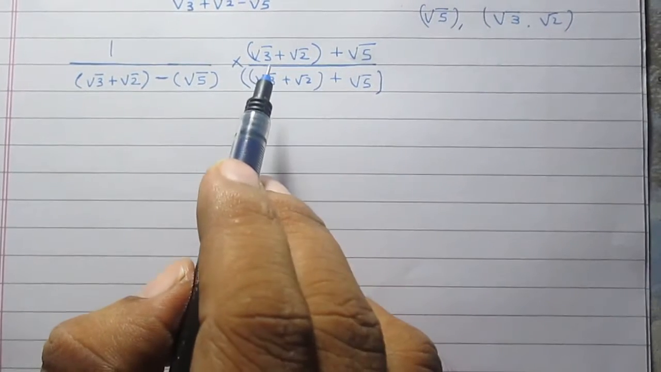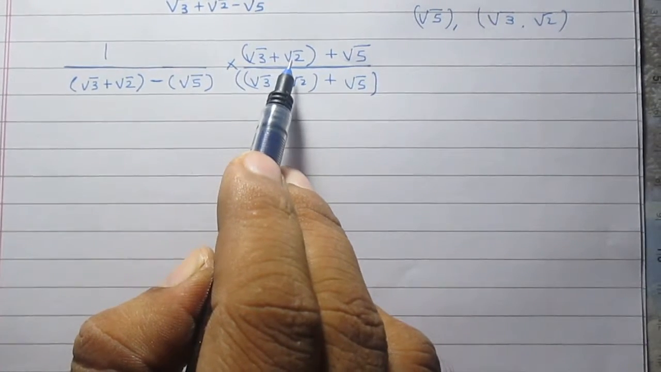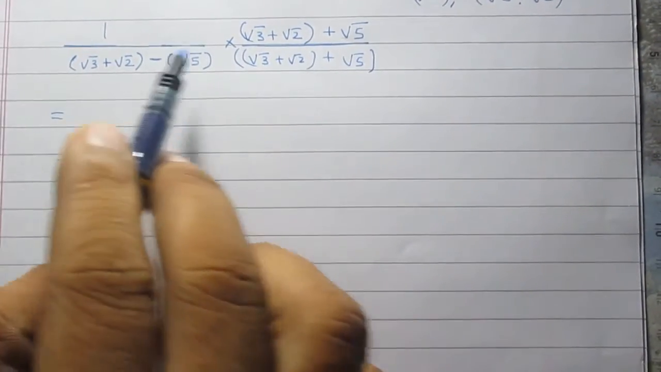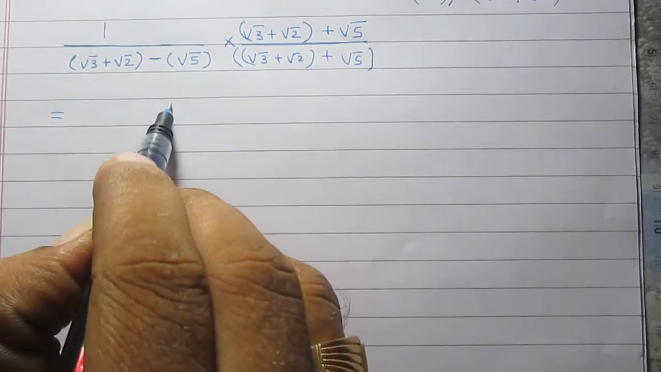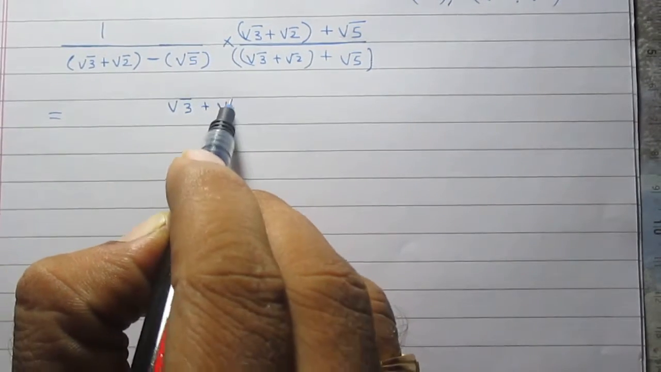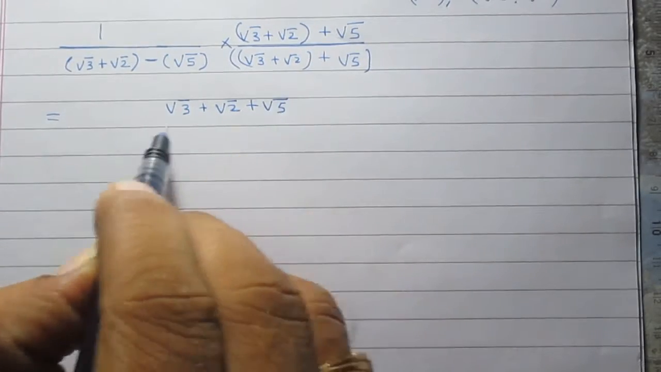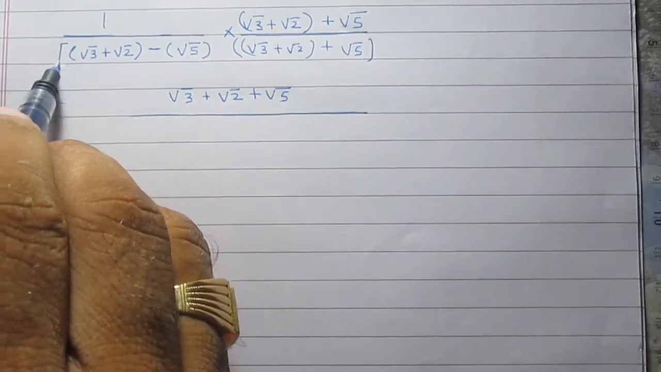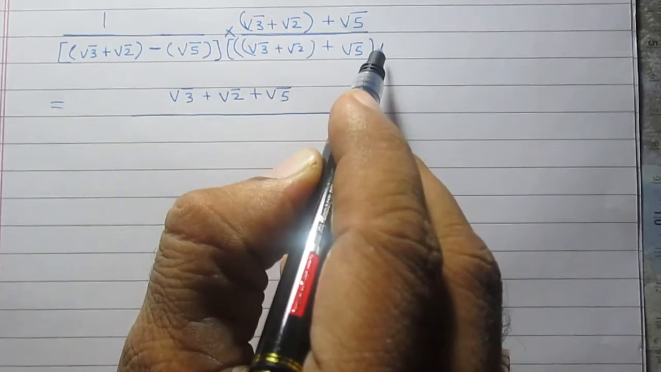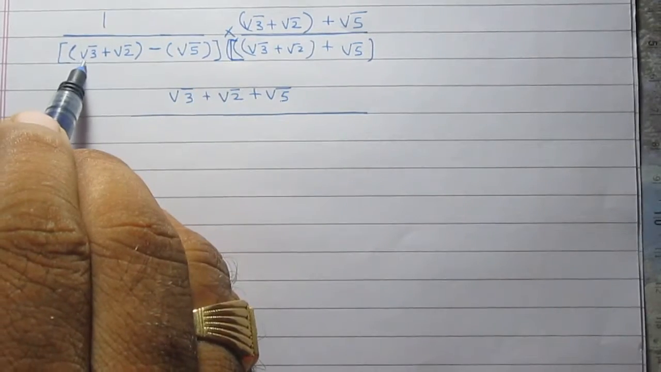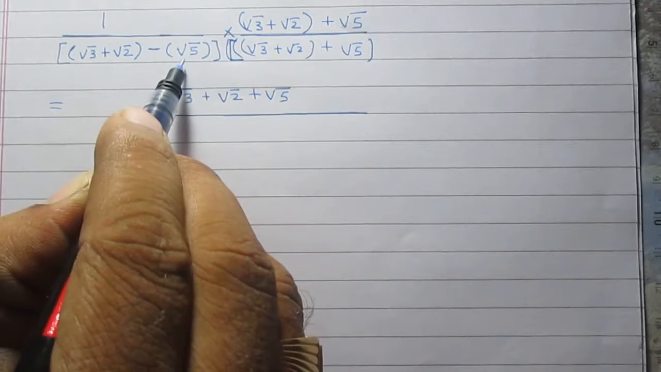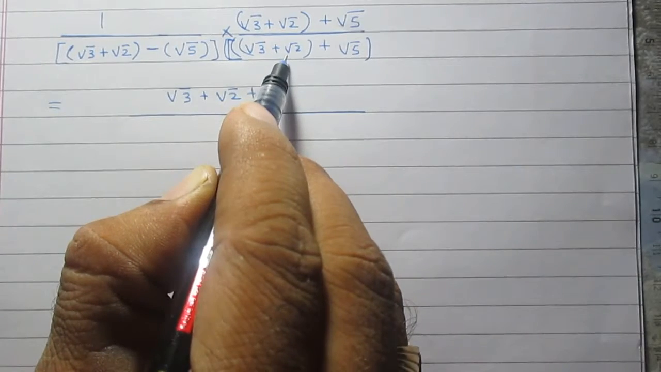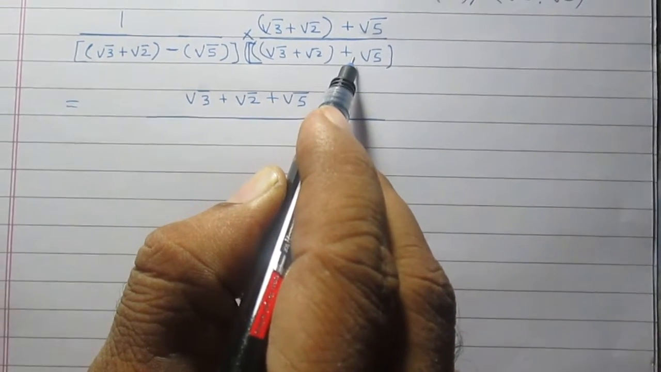In the numerator, we have only one term, square root of 3 plus square root of 2 plus square root of 5. See, after multiplying with 1, the value is the same. So the numerator is square root of 3 plus square root of 2 plus square root of 5. And in the denominator, we have multiplication of two terms. The first term is square root of 3 plus square root of 2 minus square root of 5, and the second one is square root of 3 plus square root of 2 plus square root of 5.